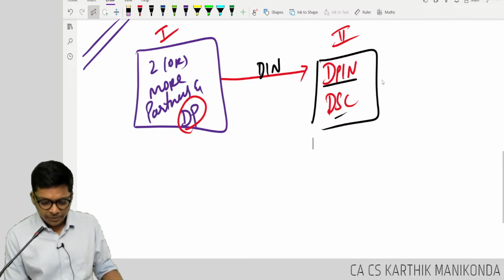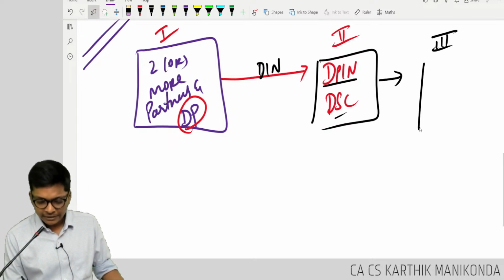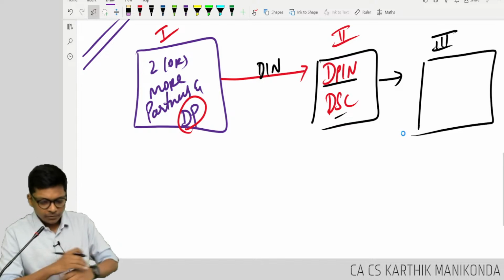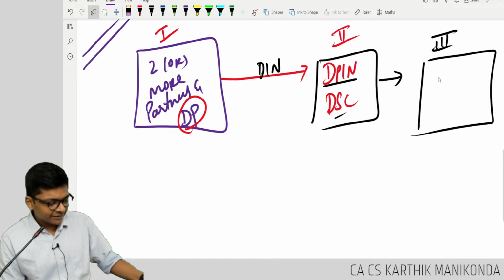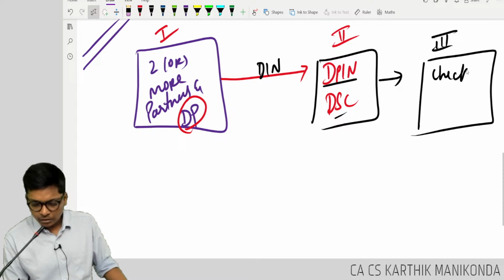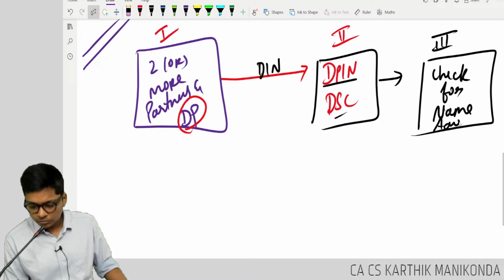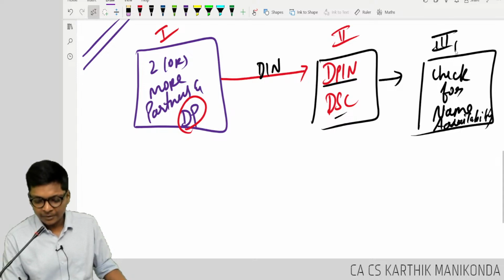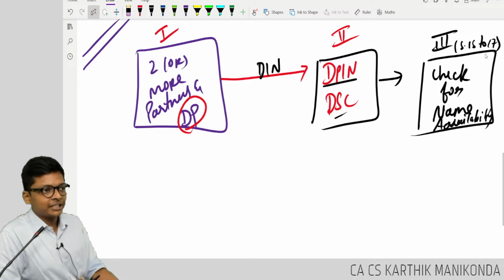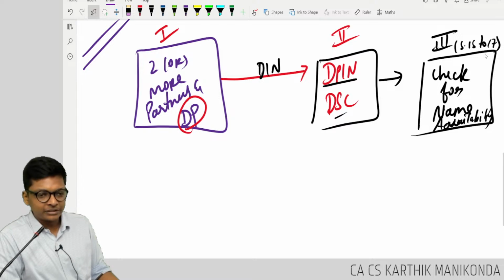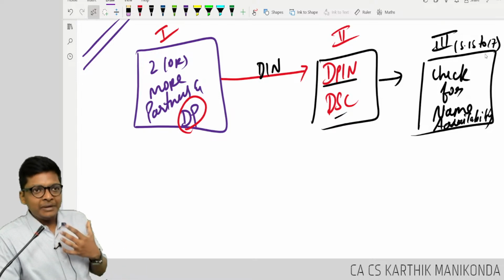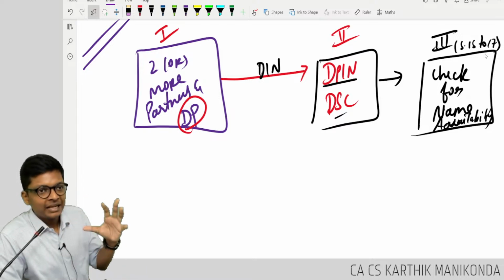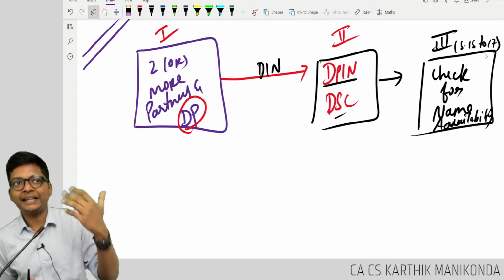the next step, third step is, what you have to do, guys? Check for name availability. Check for name availability. Here you write down section 15 to 17. Check for name availability, section 15 to 17. This name related procedure itself will take a separate discussion. I will come to that in the ending.